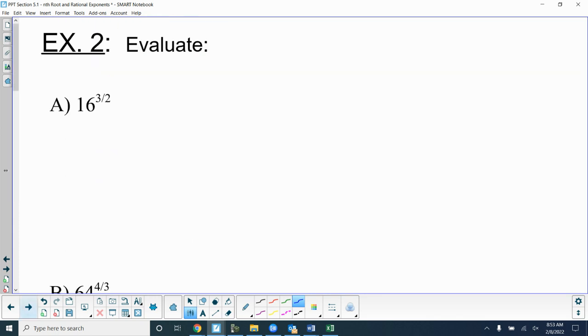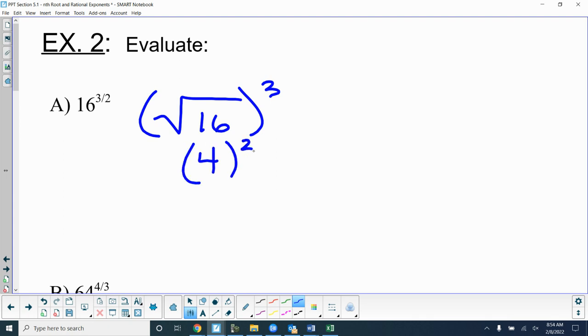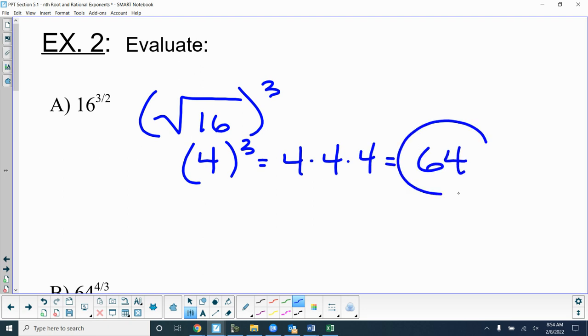So 16 to the 3/2. All right? So the denominator is the what? Isn't this what we just learned earlier? Well, you guys know what the square root of 16 is. What is it? 4. So this is 4 to the 3rd, which is 4 times 4, 16 times 4, so that equals 64, right?